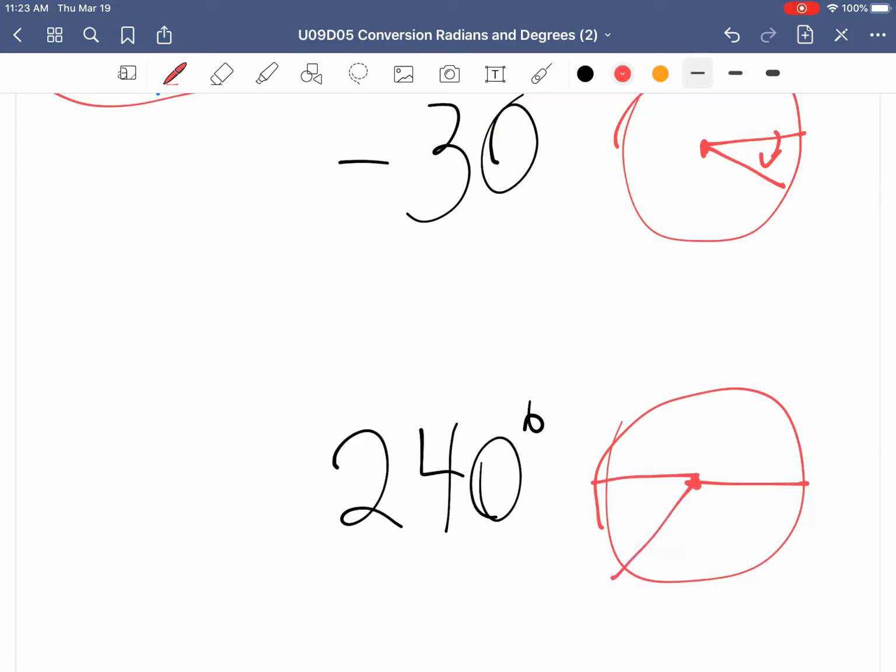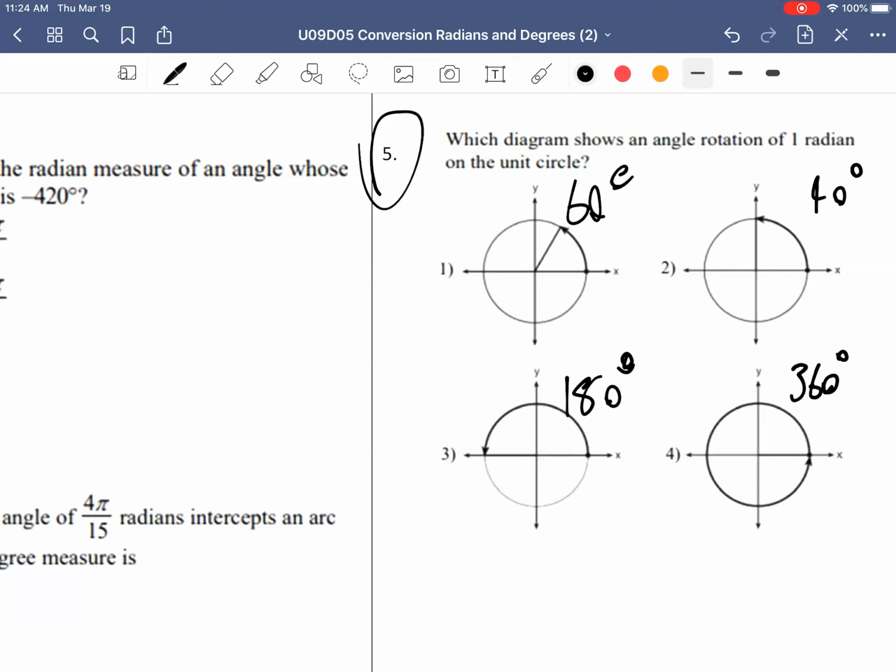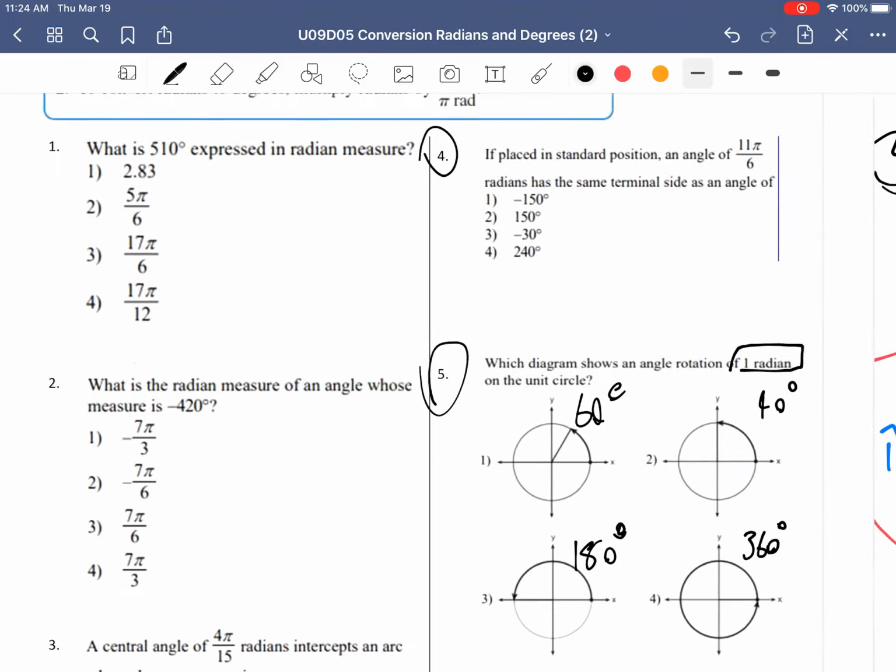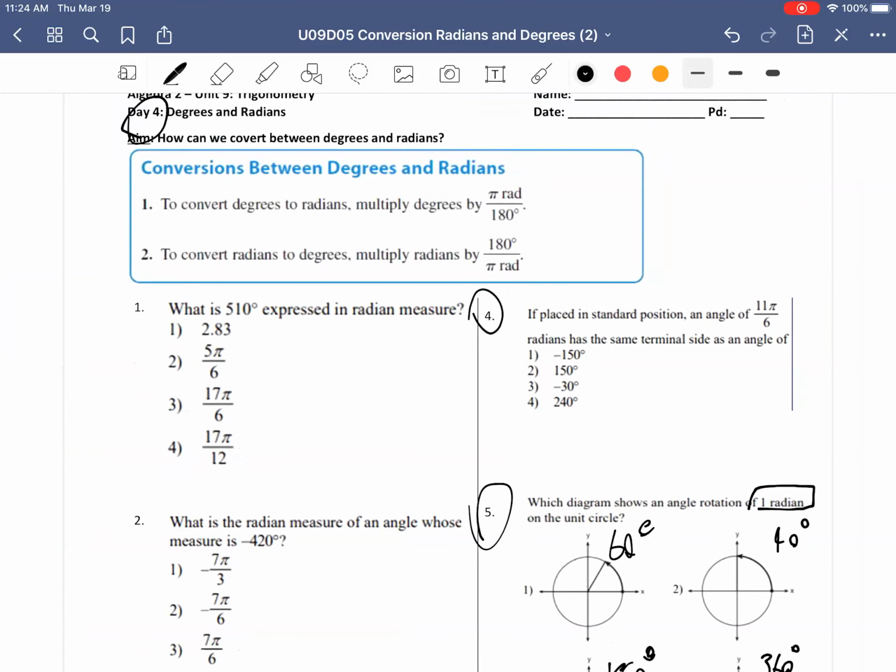Number 5 says, which diagram shows an angle rotation of 1 radian on the unit circle? Now, I don't know about you, but I know what the degrees are approximately for each of these. This is approximately 60 degrees. This is approximately 90 degrees. This is approximately 180 degrees, and this is approximately 360 degrees, assuming that these things are touching what they seem to be touching. So just convert 1 radian into degrees using the formula for converting radians to degrees.